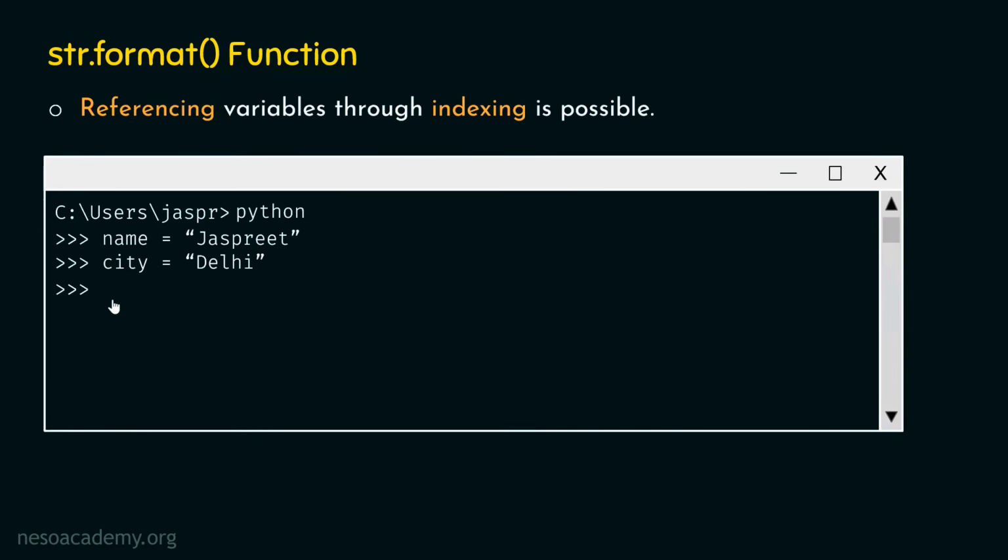Now let's type this command. "My name is {0} and I live in {1}." So this is the string, and then .format. Within these round brackets, we need to specify name and city. With the help of indexing, we can refer to these variables. These variables have indices 0 and 1 respectively. So name has index 0 and city has index 1.